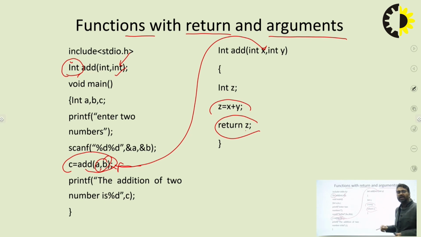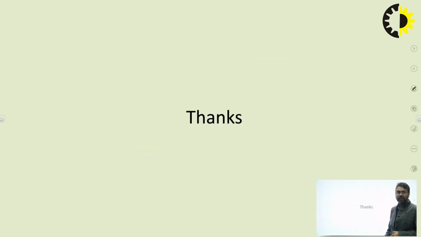So these four are the user defined function categories based on return type and argument. So this is all about functions.